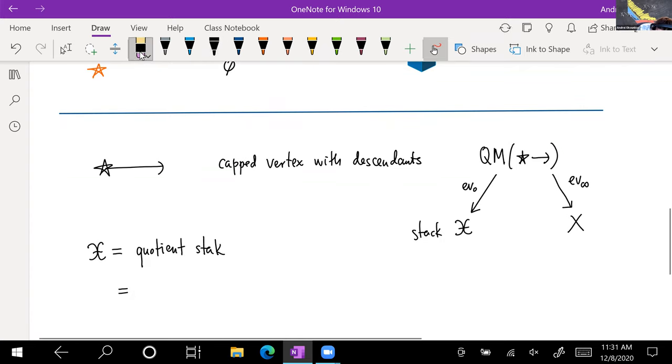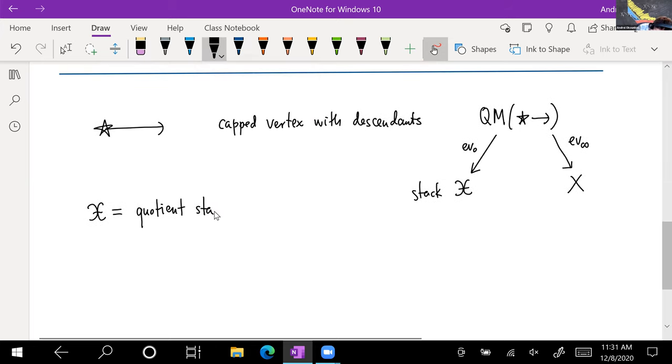Concretely, we have some X. It is embedded, it's a quotient. It's a quotient by some group, and for us it sits in some ambient space, some kind of vector space, modulo the group.